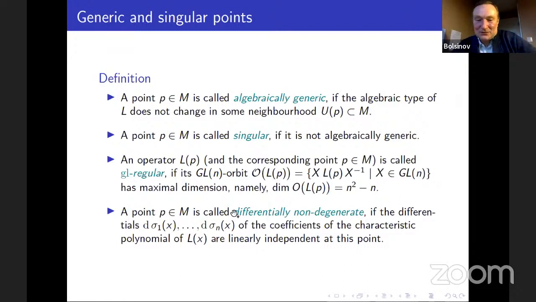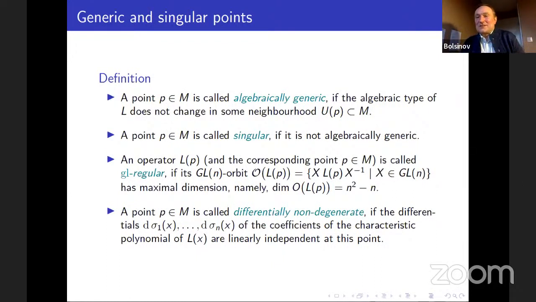And one more definition, differentially non-degenerate operators. In this case, unlike the situation with bilinear forms, which do not have any scalar invariants, operators do have eigenvalues, for instance. But eigenvalues are not so good because they are not smooth. Instead, we need to consider the coefficients of the characteristic polynomial. We say that the operator is differentially non-degenerate if these functions, the coefficients of the characteristic polynomial, are functionally independent, so their differentials at a given point are linearly independent. So this is the setting.